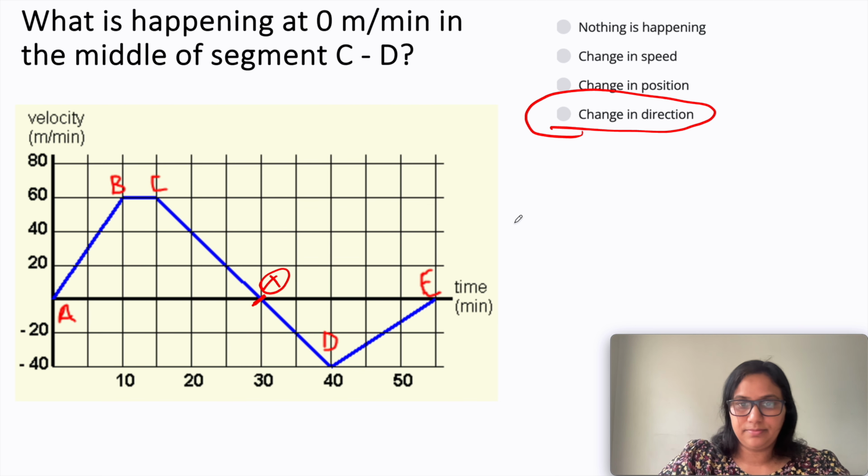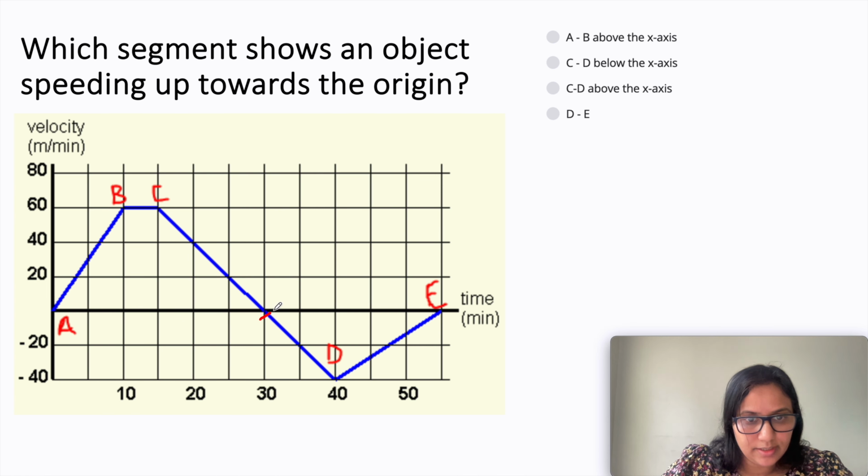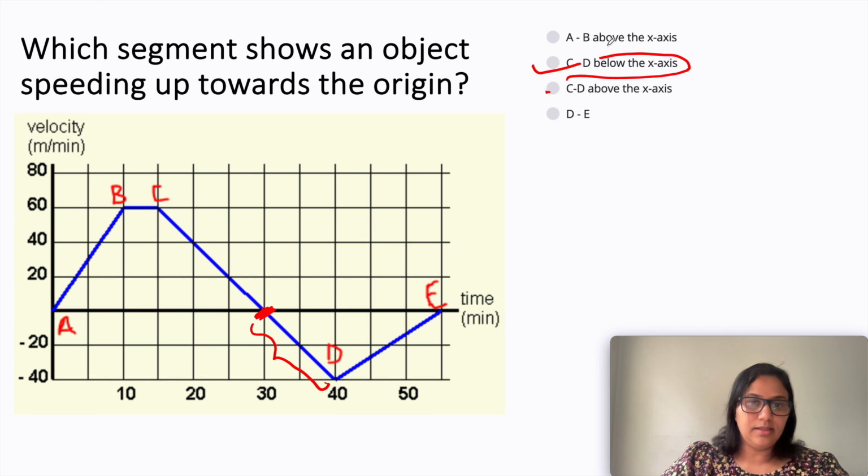That is the option. Which segment shows an object speeding up towards the origin? There are two portions you can see here. This is the origin. From C, it is losing its speed, so it is not speeding up. But from this portion to this, it is speeding up towards the origin. So definitely CD below the x-axis is the answer.